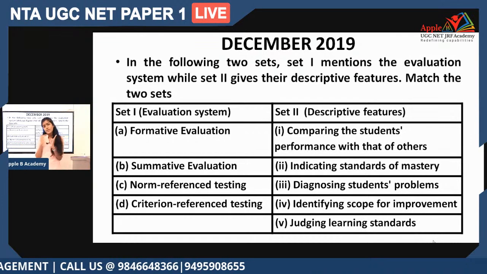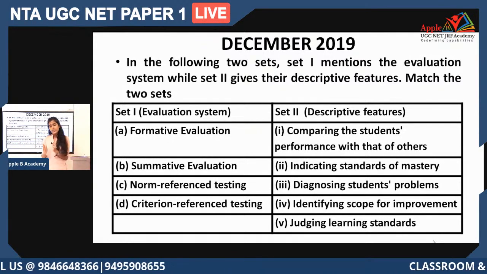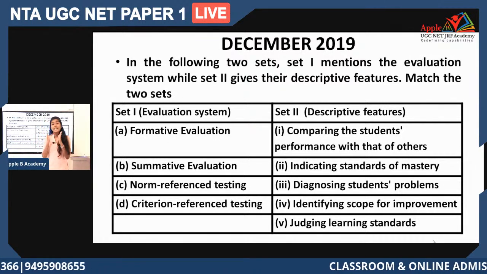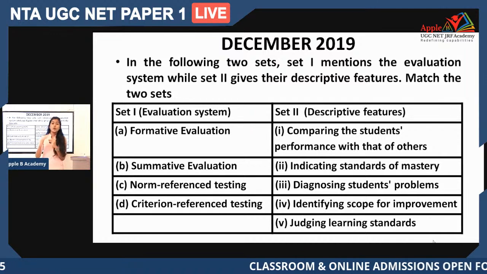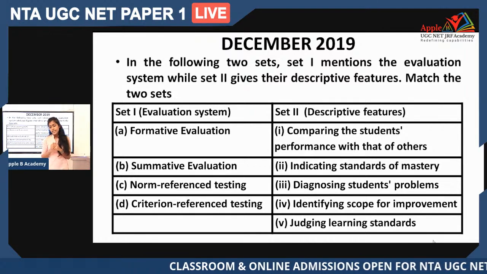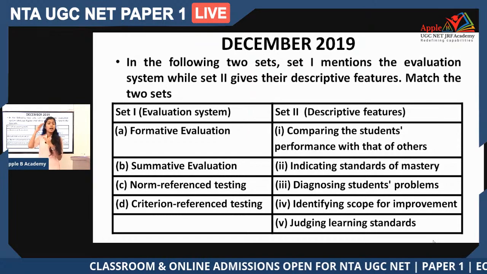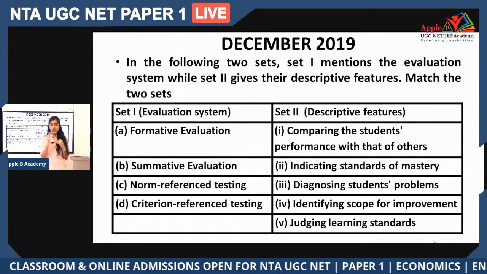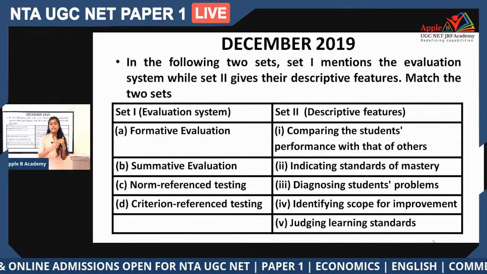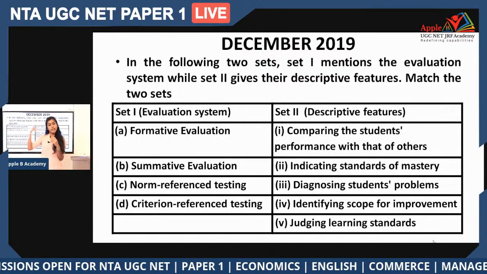So the most appropriate option that you can choose from set 2 is indicating standards of mastery. So in criterion reference testing, you will be having certain standards, and you are checking whether this particular student has the ability or is having that kind of a standard.